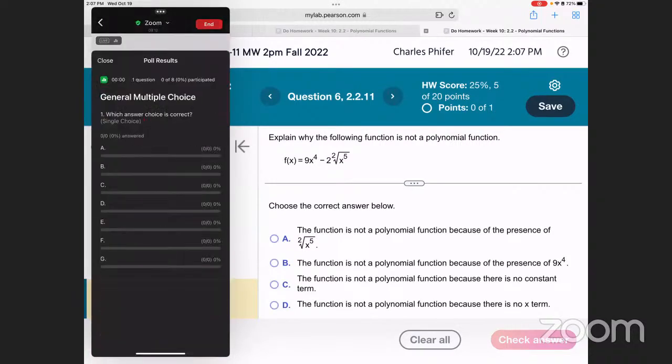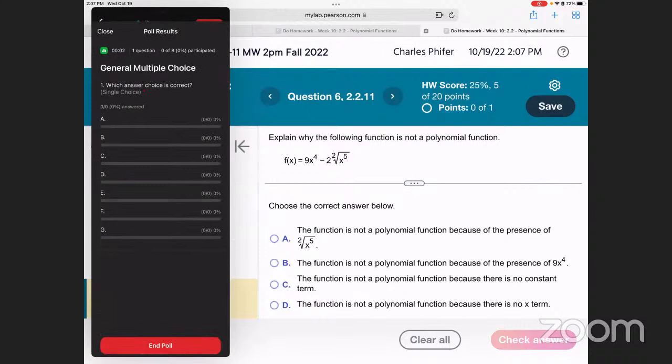Launch. Okay. Explain why the following function is not a polynomial function. Is it A, the function is not a polynomial function because of the presence of the square root of x to the 5th? Is it B, the function is not a polynomial function because of the presence of 9x to the 4? Okay, there was one vote for A. I can get down with A.